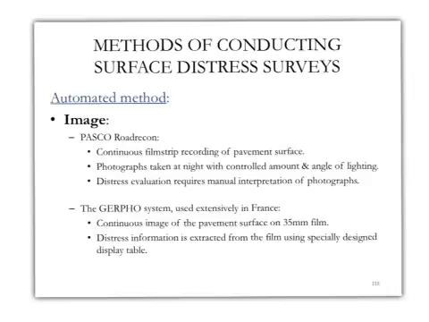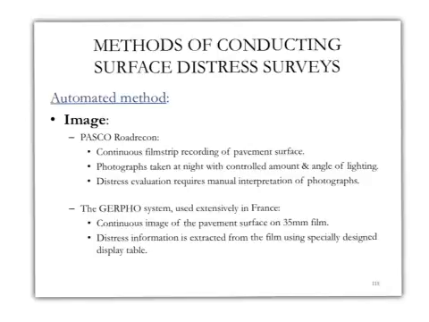It would still give us accurate results. The distress evaluation here would require manual interpretation of the photographs though. So remember, at the end of the day you would have lots of photographs, but you need to sit down and take a look at those photographs and identify, using the manual in hand, what type of distress and the severity and extent. While the other system, the GERPHO system, was used extensively in France.